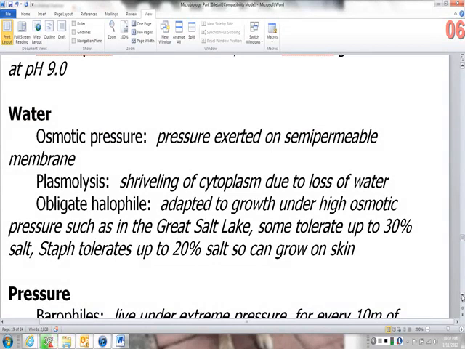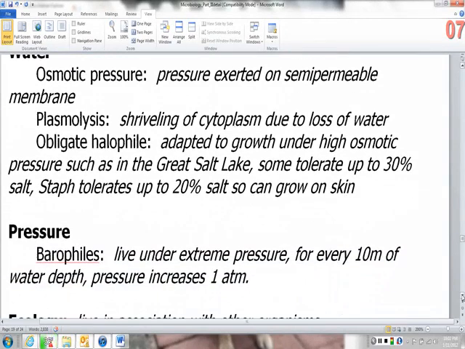Because most organisms cannot handle the osmotic pressure, food dehydration and salting food becomes a viable means of preserving certain foods. Some organisms can tolerate 30% salt. Staph tolerates up to 20% salt, so it is able to grow on skin, even after profuse sweating. The barophiles live under extreme pressure. These are found in the deep ocean. For every 10 meters of water depth, the pressure increases by 1 atmosphere.